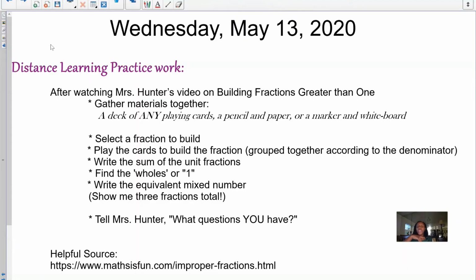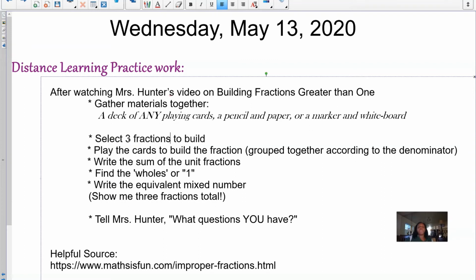Okay, ladies, so now that you know how to play the game and do the activity, what I want you to do after you watch this video is get your playing cards, select a fraction to build. I'm going to need 3 of those, actually. So let me say, 3 fractions to build. Use the playing cards to build a fraction grouped together according to the denominator. Write the sum of the unit fractions, find the wholes or 1, and write the equivalent mixed number. Again, give me 3 of those fractions.